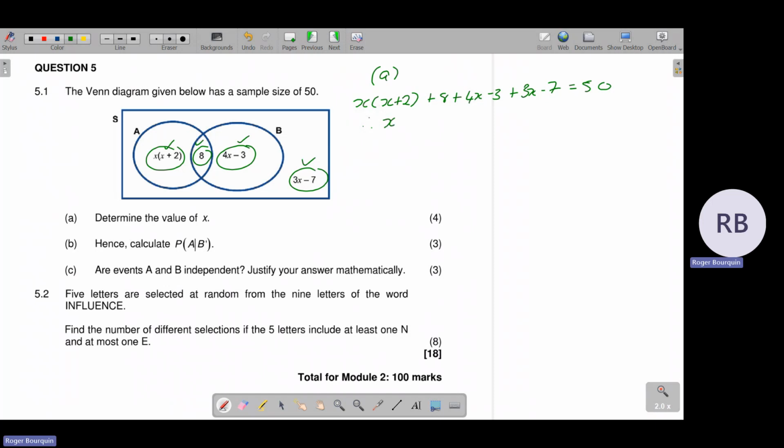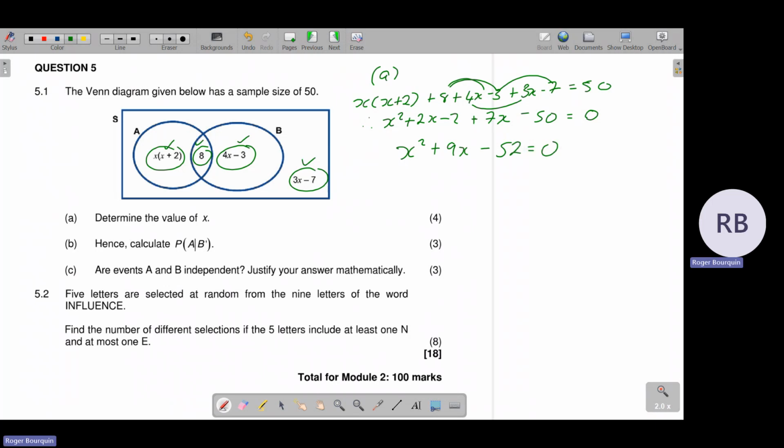So therefore, X squared plus 2X plus 5 plus 4X plus 3X is plus 7X. Now 8 minus 3 is 5, 5 minus 7 is minus 2, so let's just make it minus 2. Plus 7X minus 50 is equal to 0. So X squared plus 9X minus 52 is equal to 0.